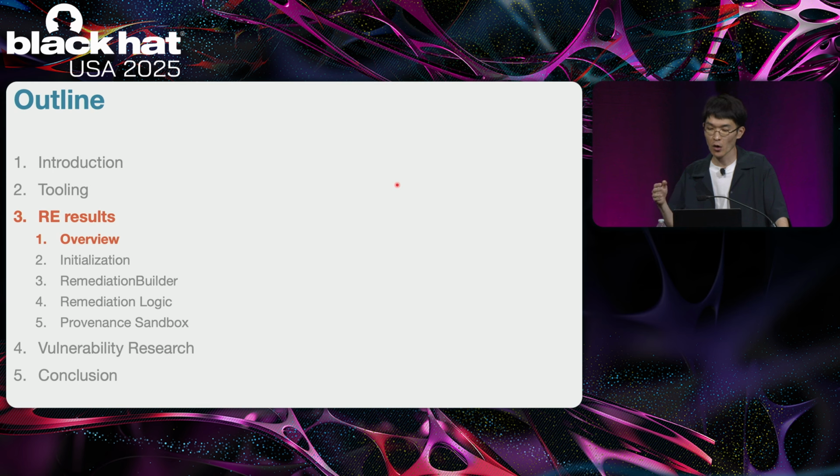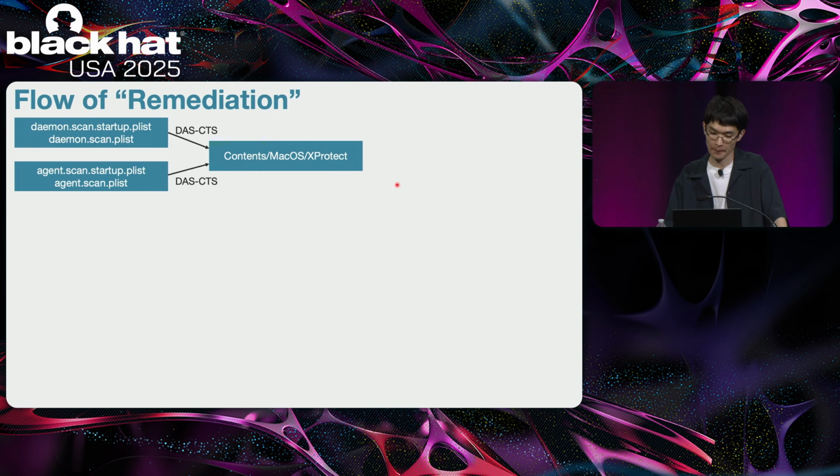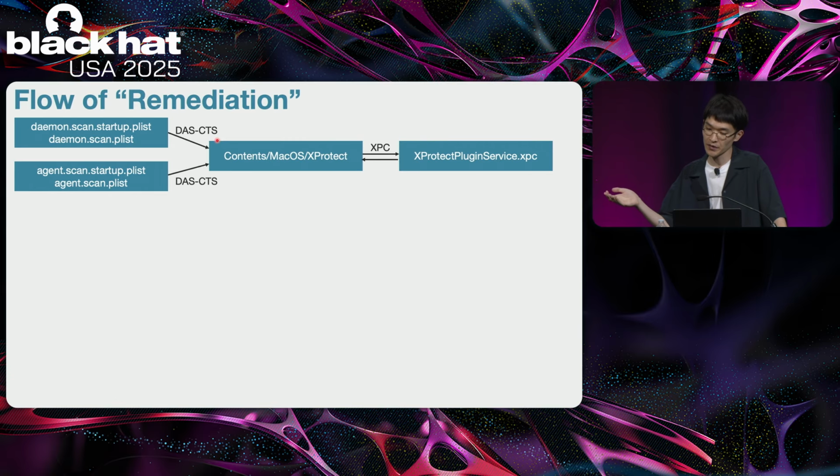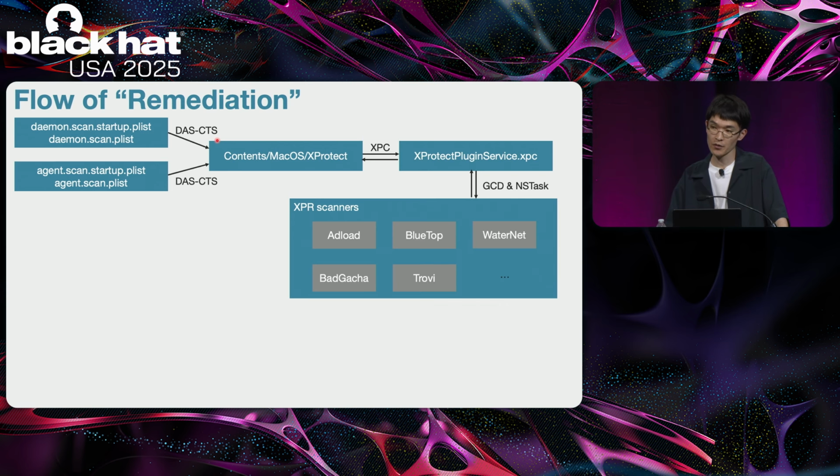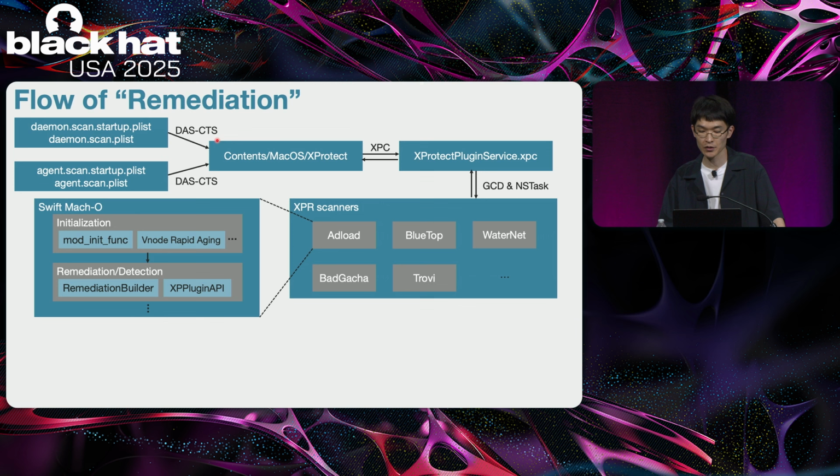First, I will give you an overview of how remediation works. Here's an overview. The macOS XProtect binary is registered as both a launch agent and a launch daemon. Its execution is scheduled by DAS, which is a background task scheduler that runs based on system activities and available resources. When XProtect runs, it sends an XPC request to XProtect Plugin Service, which then kicks off the XPR scanners one after another. Each scanner includes its own remediation logic, which is written using the remediation DSL, along with something called the XP Plugin API.